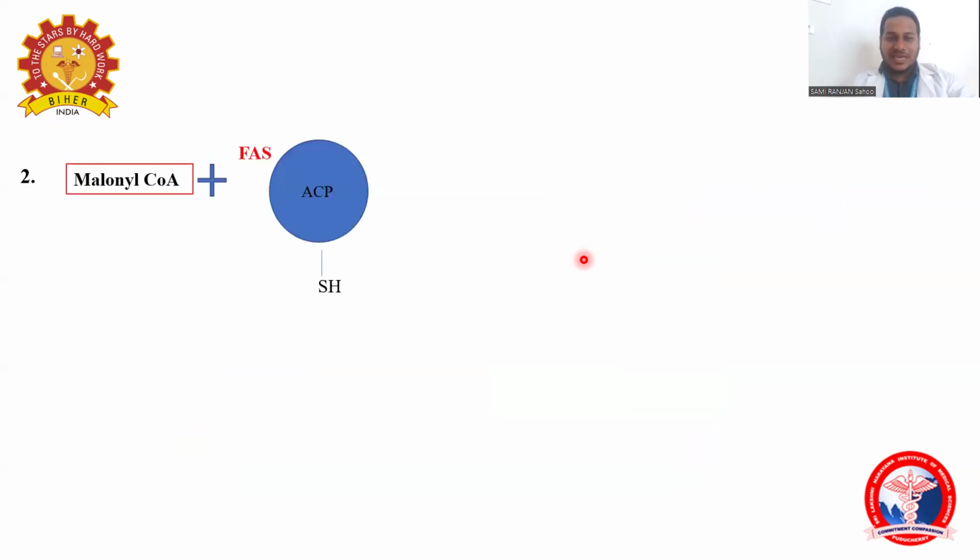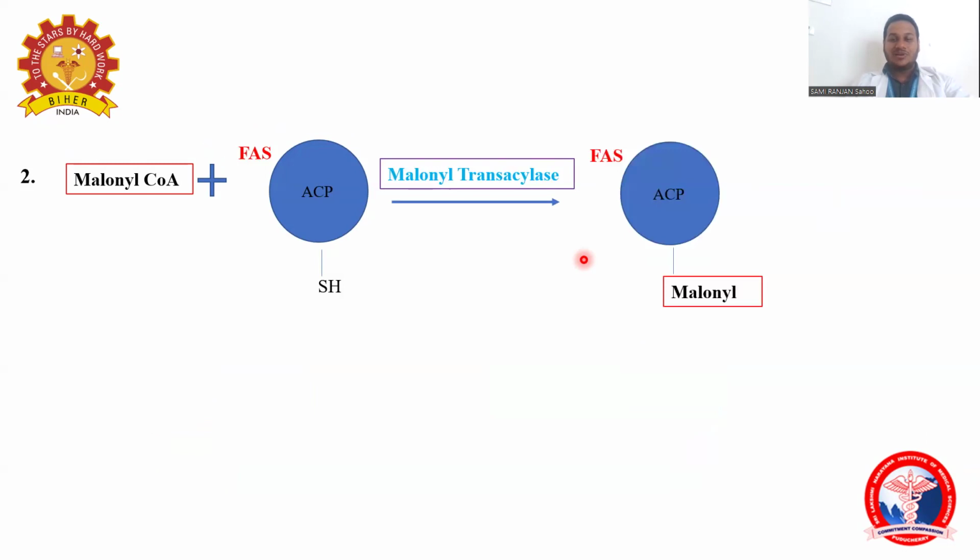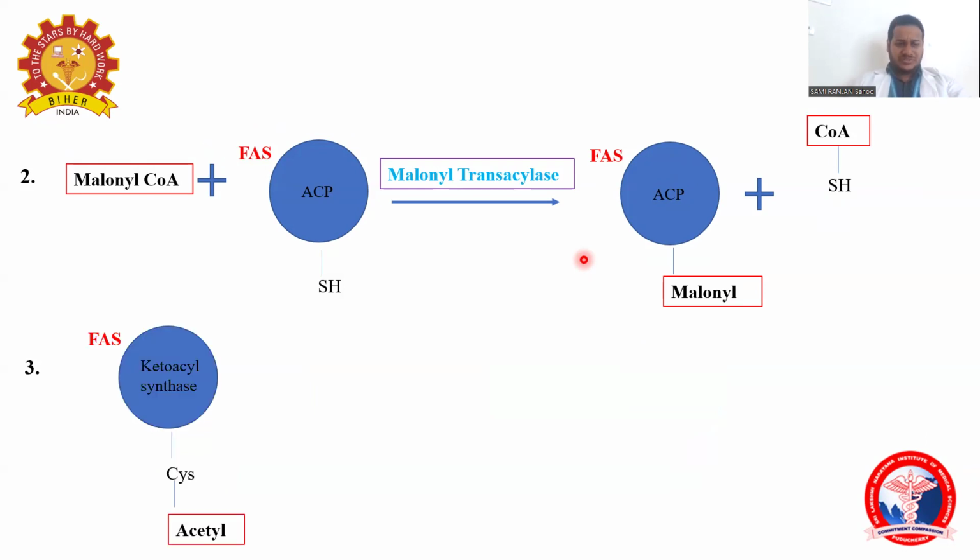Next, we have the second reaction. Malonyl-CoA gets combined with ACP, catalyzed by malonyl transacylase. The CoA sulfhydryl bond is removed, and ACP carries the malonyl. This reaction is carried out by malonyl transacylase, giving the product of the first reaction and second reaction: ketoacyl synthase carrying acetyl, and ACP carrying malonyl.